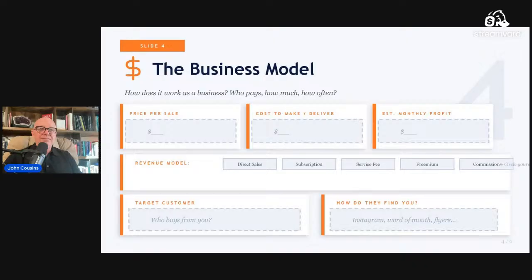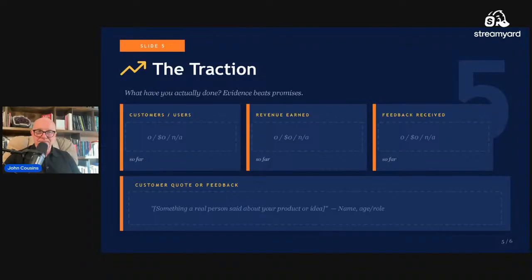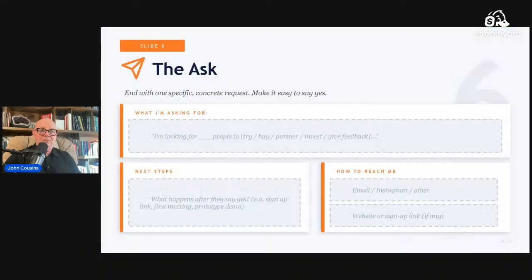So here we go to slide number 5, traction, right? And here's where you put how you've been doing with this, how many customers or users, how much money you've made, what kind of sales, feedback you've received, and then maybe a testimonial would be the greatest. "This is the greatest thing I ever used." Something like that would really be nice, right? And then you go on to your ask.